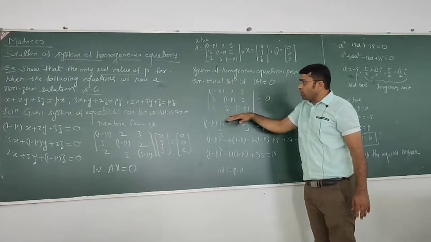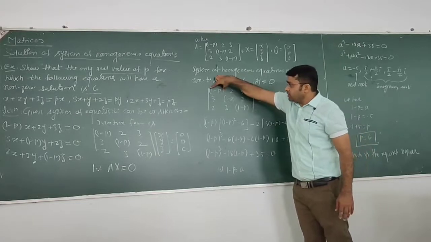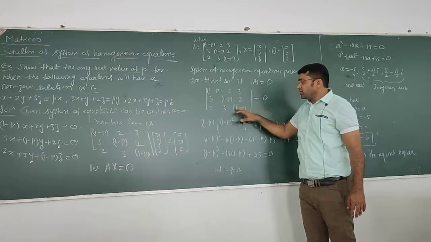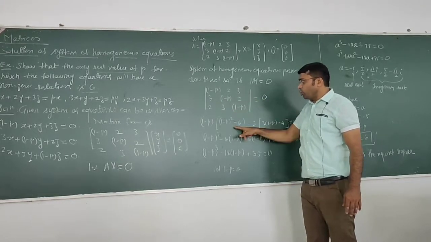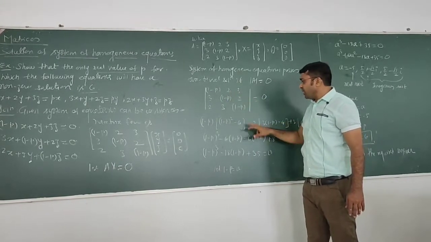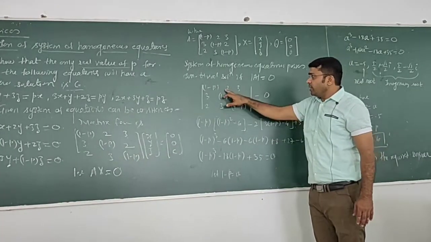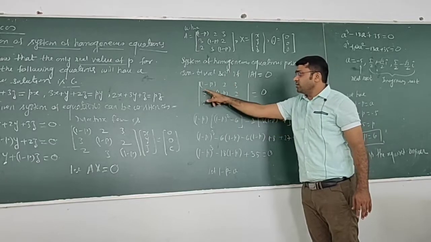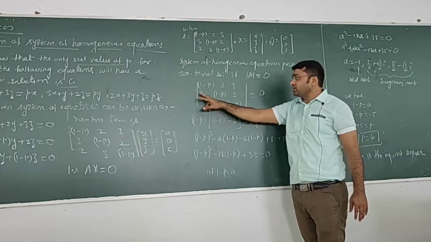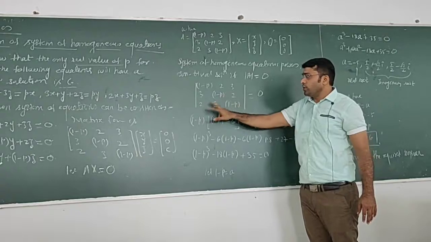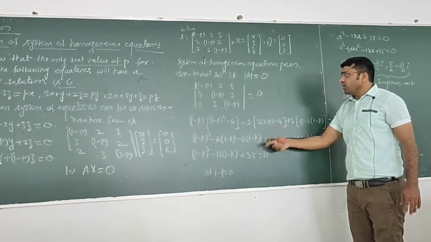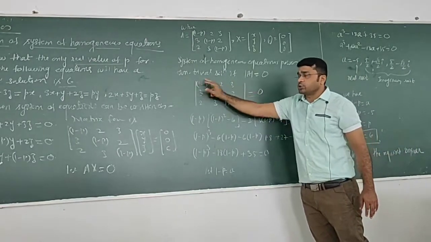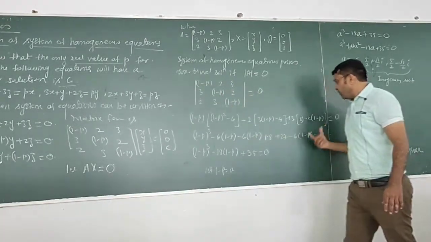Now we know how to solve a 3 by 3 determinant. I write down 1 minus p here, leaving this column and this row, and take the cross multiplication. We have this quantity. Then for the second element, I put a minus 2 here, leaving the column and row in which that 2 is present, and take the cross multiplication of the remaining elements: 3 into 1 minus p, minus 2 into 2. Then for this, plus 3, and in a bracket, leaving this column and row, take the cross multiplication. We have this quantity.